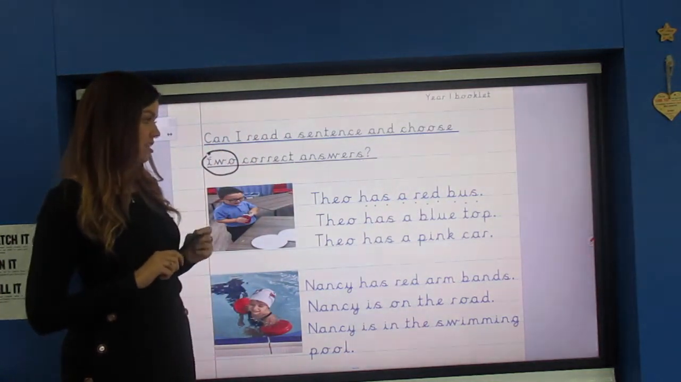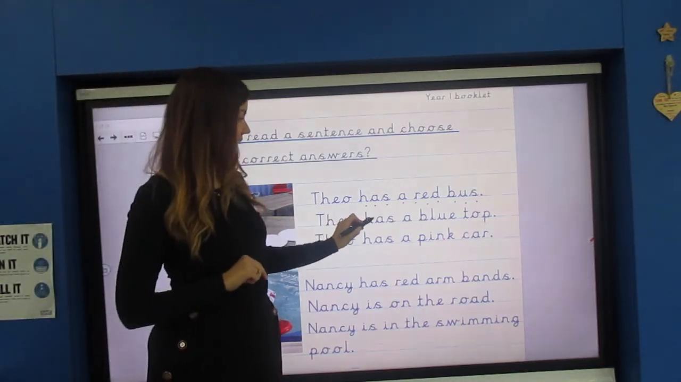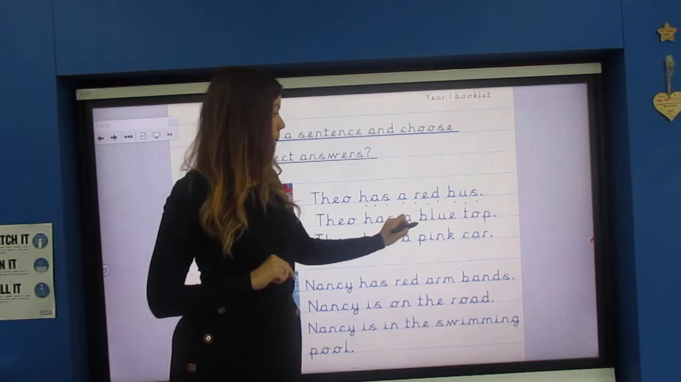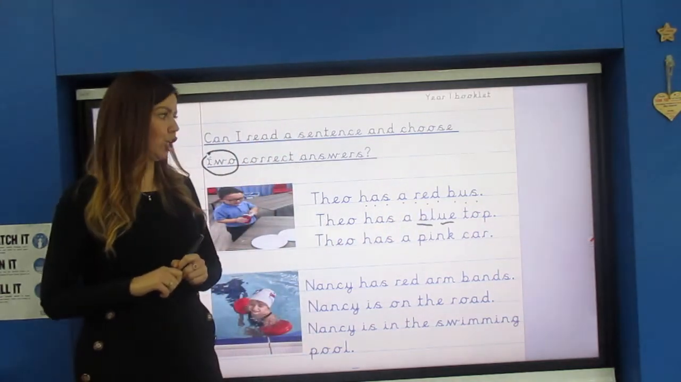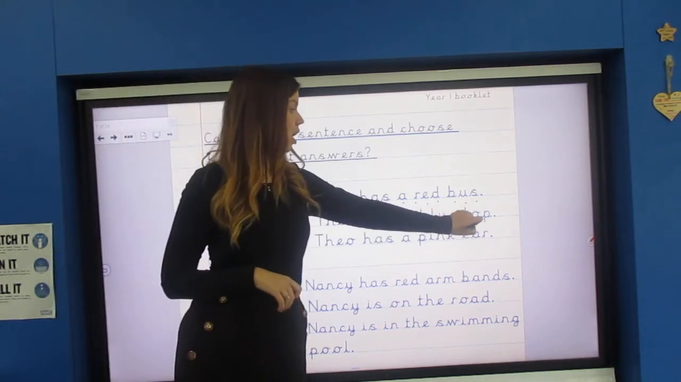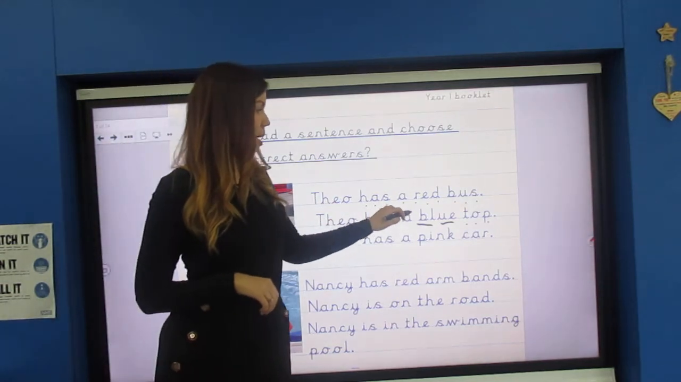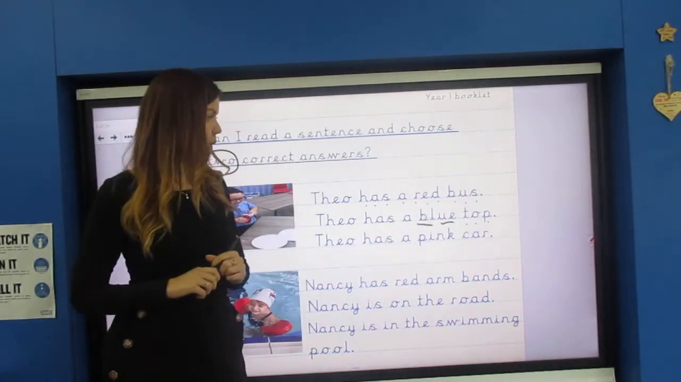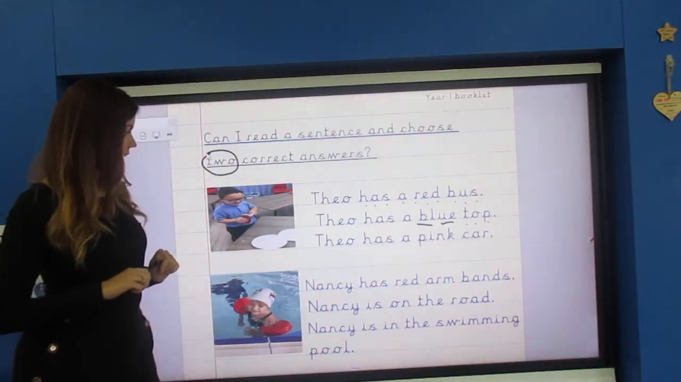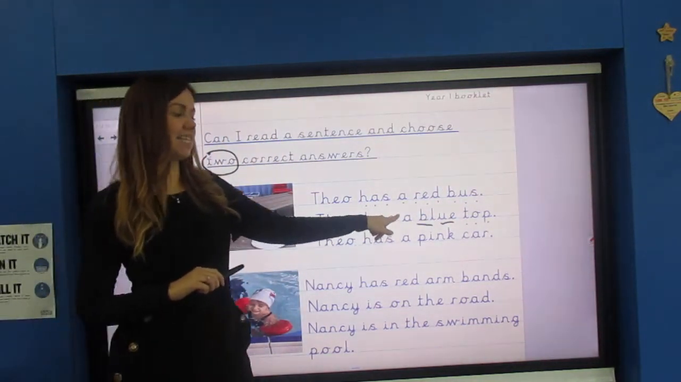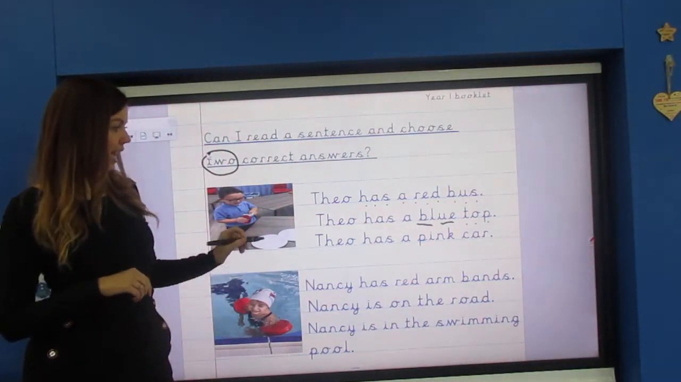There's our first sentence. Let's read the next one. Theo has a blue top. Theo has a blue top. Okay, so the first one said Theo has a red bus, and the next one says Theo has a blue top. Okay, we've got one more to read, and it says Theo.